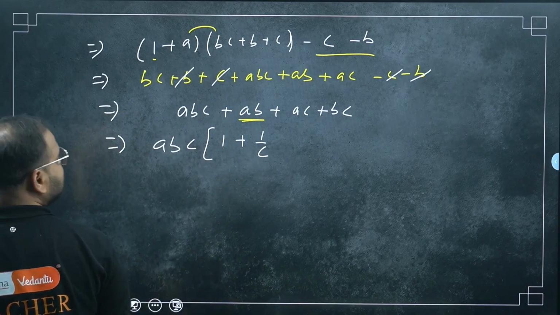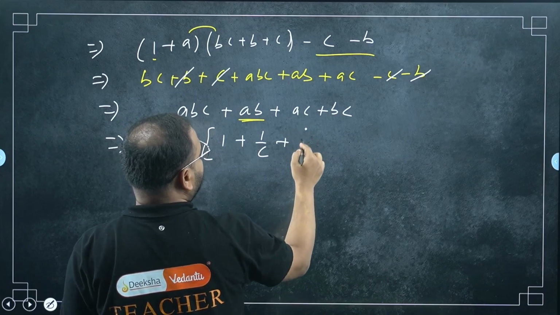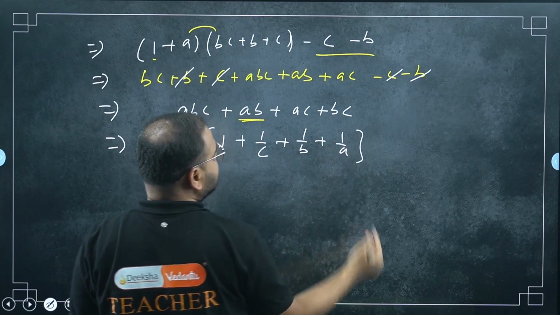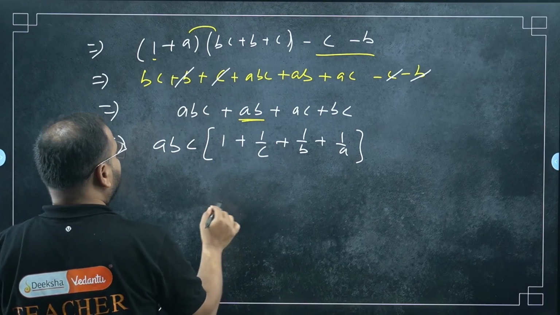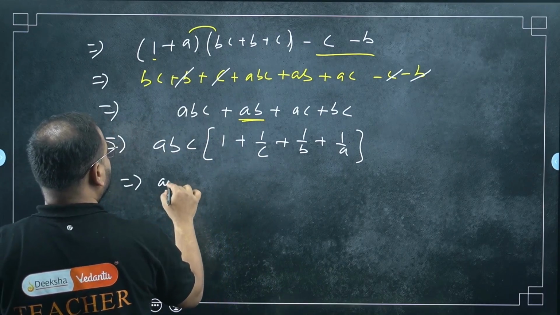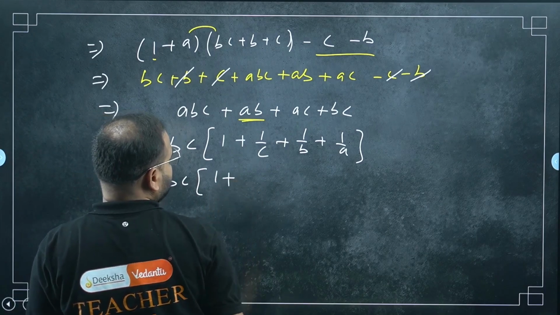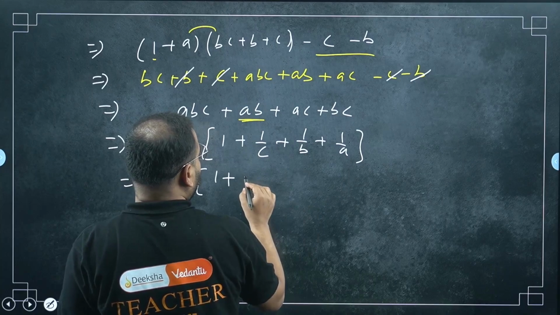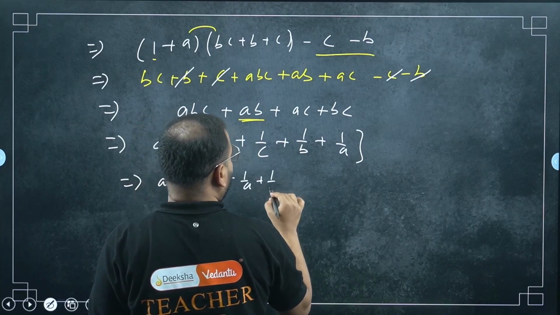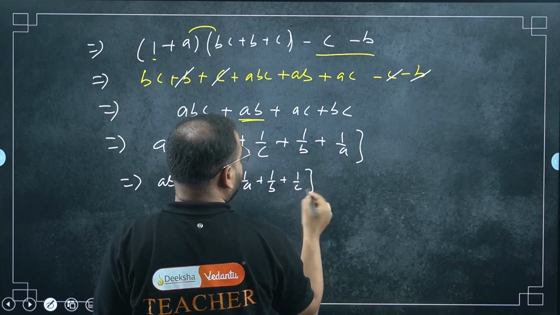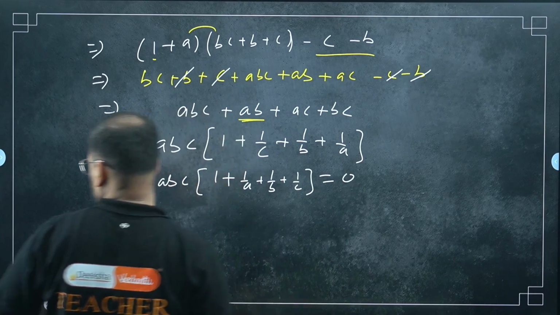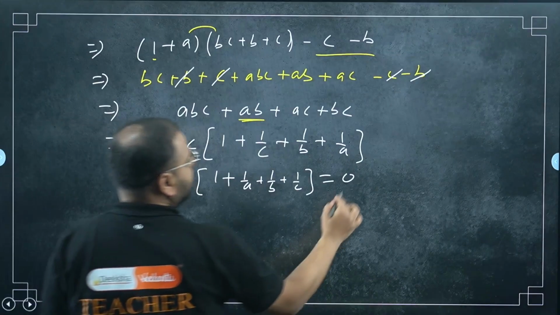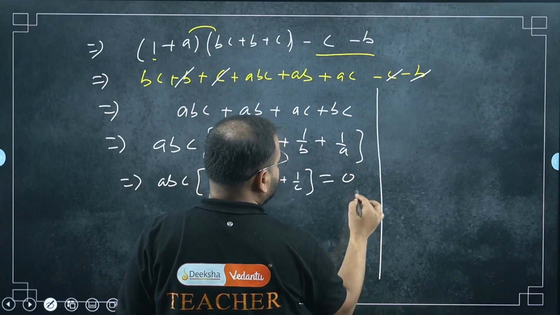It will be 1 by C. Same way, over here, what will it be? Whatever is missing: 1 by B. What will this be? 1 by A, sir. Whatever is missing will be 1 by A. So basically what I got here is ABC times 1 plus 1 by A plus 1 by B plus 1 by C, and this is given equal to 0. Please check here. This is given equal to 0. This is the given condition.